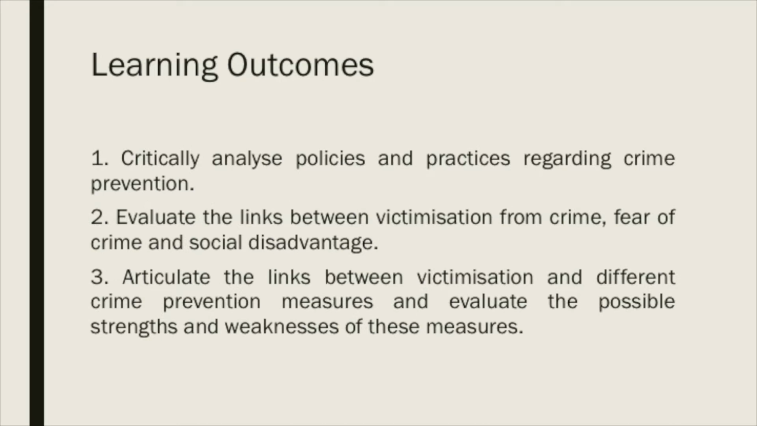This unit has three key learning outcomes. The first is to critically analyze policies and practices of crime prevention. The second is to evaluate the links between victimization from crime, fear of crime, and social disadvantage. And the third outcome is to articulate the links between victimization and different crime prevention measures and evaluate the possible strengths and weaknesses of these measures.